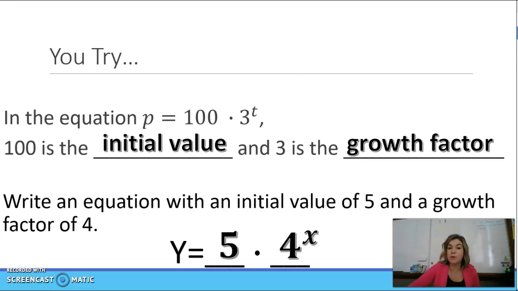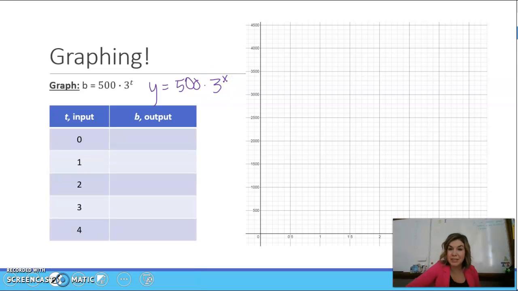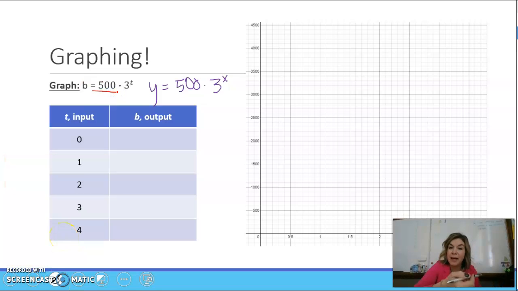Now let's see what this looks like when we graph. So we're going to be graphing b is equal to 500 times 3 to the power of t. Sometimes in math, we interchange these variables. So this is also the same as saying y is equal to 500 times 3 to the power of x. I like to use a table to help me with my graphs. So I'm going to use the inputs 0, 1, 2, 3, and 4. I know from my equation that this 500 is going to be my initial value.